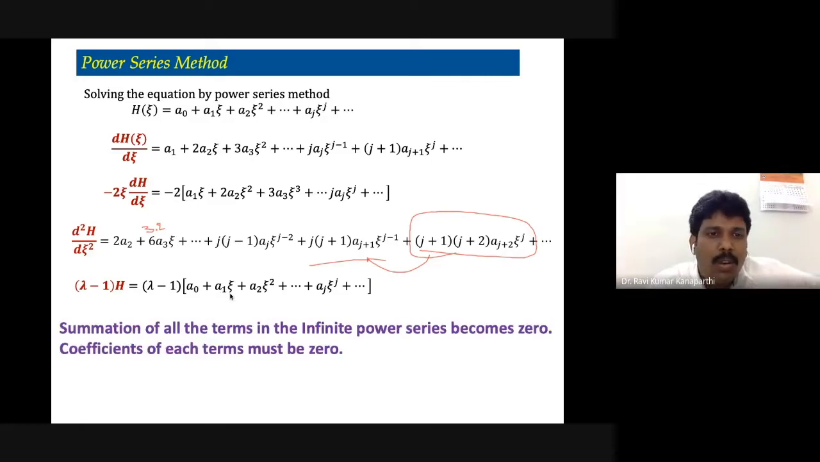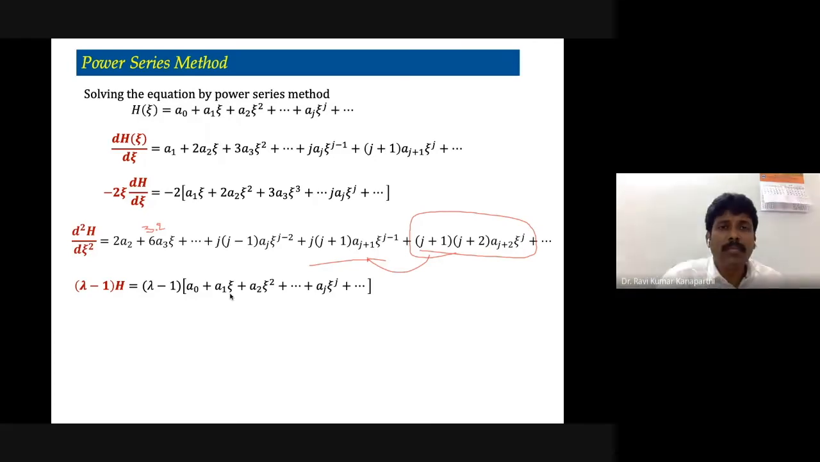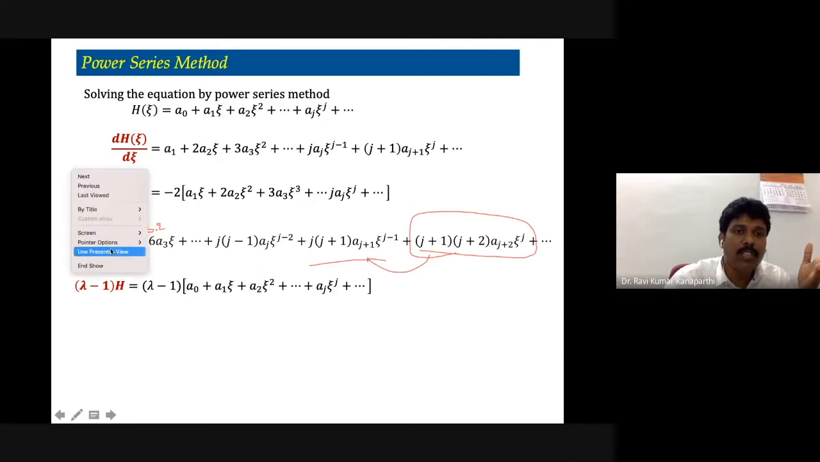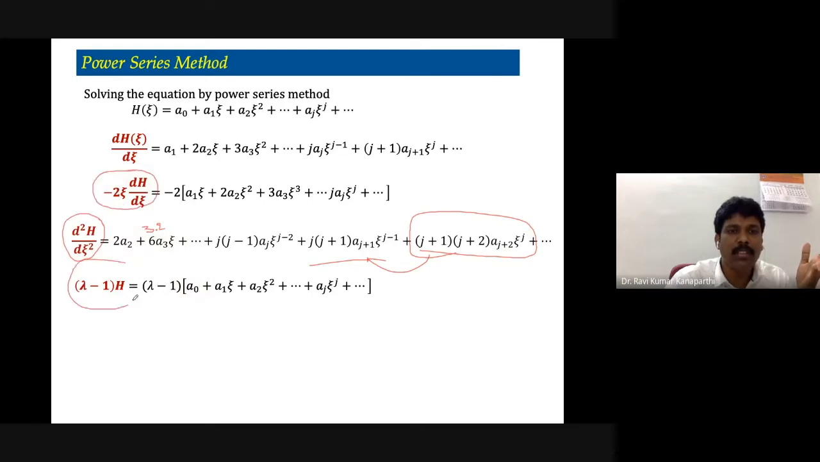Okay, so what you can see here is this. On the left hand side of the differential equation, what you have got is d square h of z by dz square minus 2z dh by dz, and lambda minus 1 times h of z. These are the three terms. This is the first term in the differential equation on the left hand side, this is the second term, and this is the third term, which is equal to 0. That is what it is.